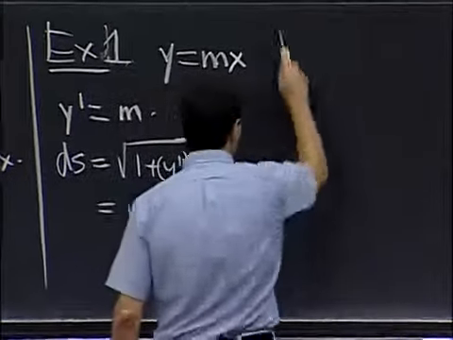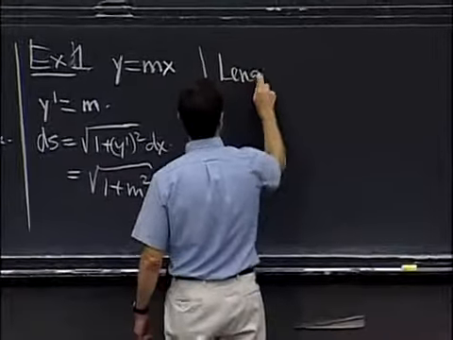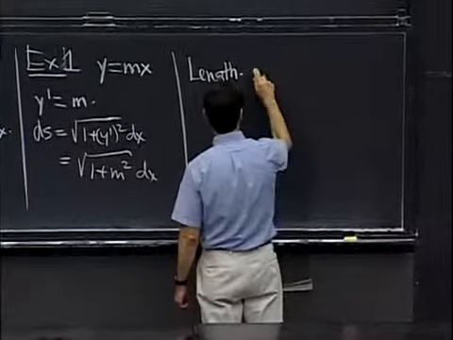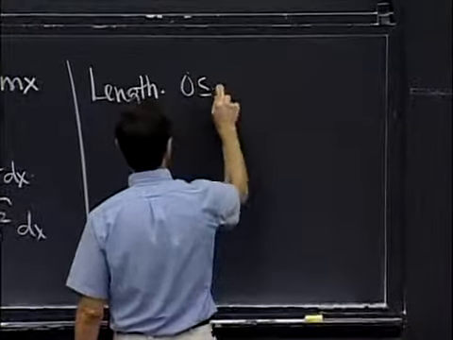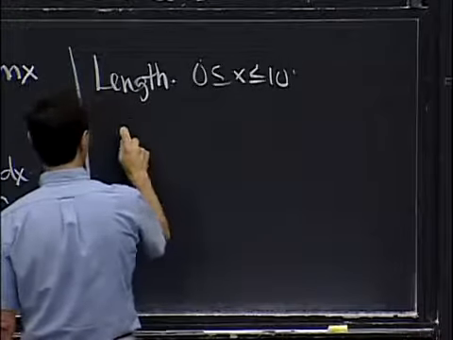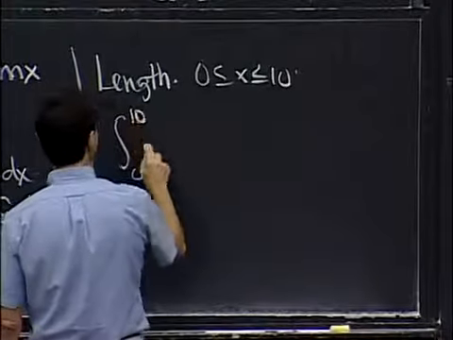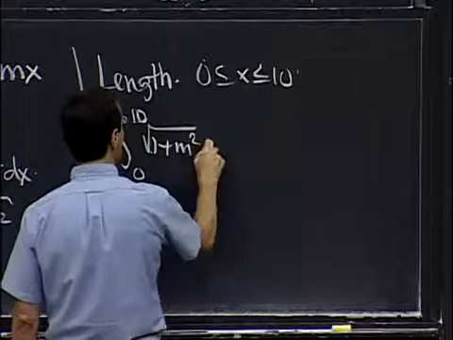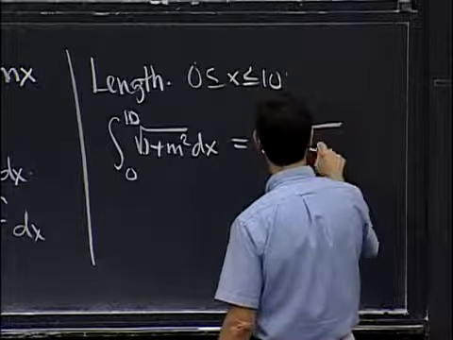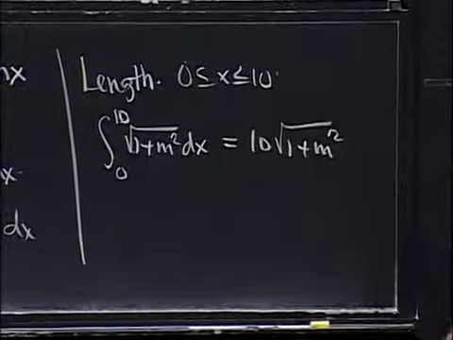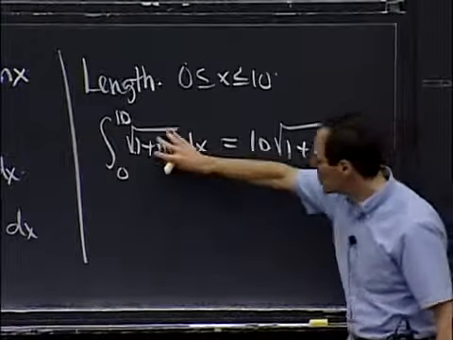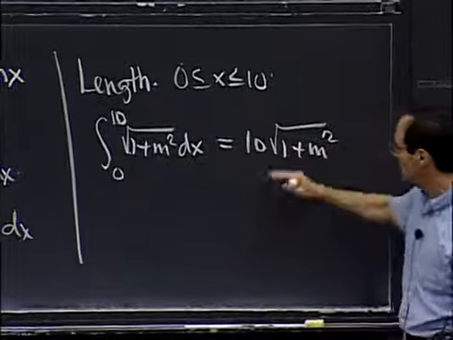And now the length, say if we go from, I don't know, let's say 0 to 10, of the graph is going to be the integral from 0 to 10 of the square root of 1 plus m squared dx, which of course is just 10 times the square root of 1 plus m squared. Not very surprising, right? This is a constant. It just factors out, and the integral from 0 to 10 of dx is 10.